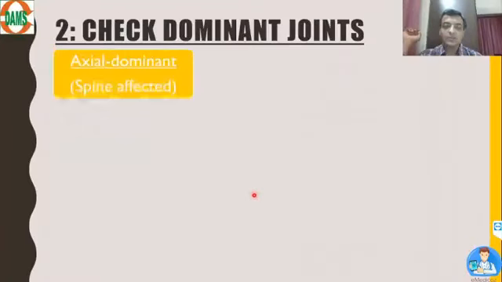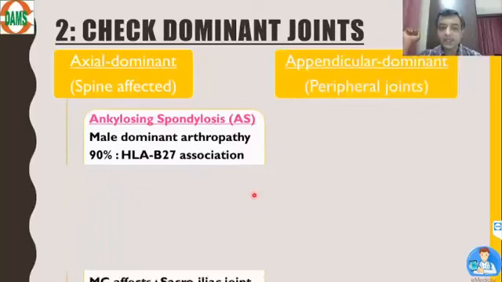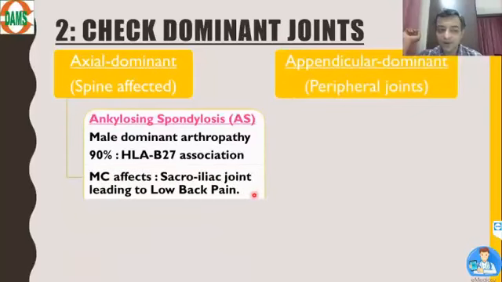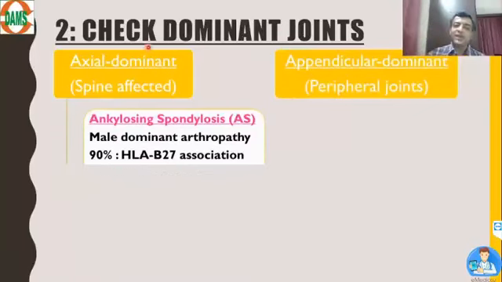So check the dominant joint. Just yesterday's recall for you today. What we have discussed yesterday: SPA can be divided into axial dominant and appendicular dominant. So now we are going into the detail of SPA. Already we have completed RA.